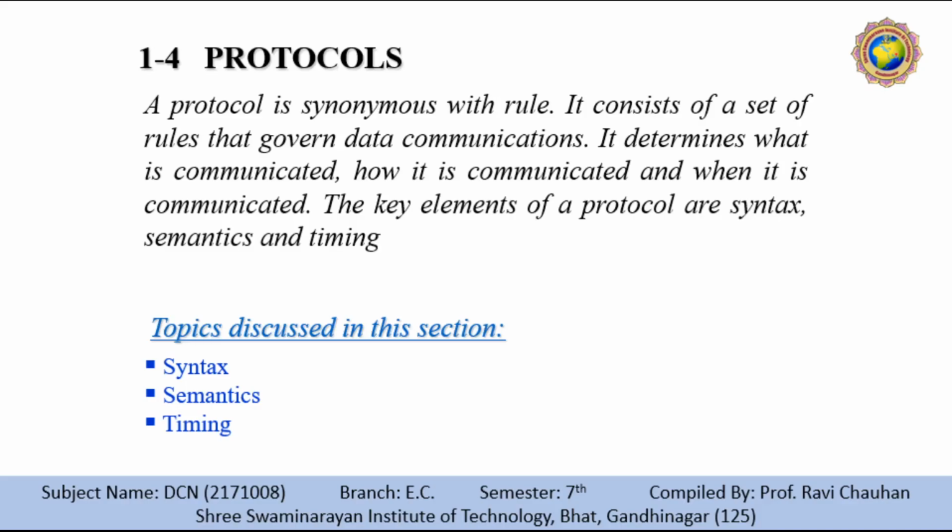In a computer network, communication occurs between entities in different systems. An entity is anything capable of sending or receiving information. However, two entities cannot simply send bit streams to each other and expect to be understood. For communication to occur, the entities must agree on a protocol. A protocol is a set of rules that govern data communication. A protocol defines what is communicated, how it is communicated, and when it is communicated.